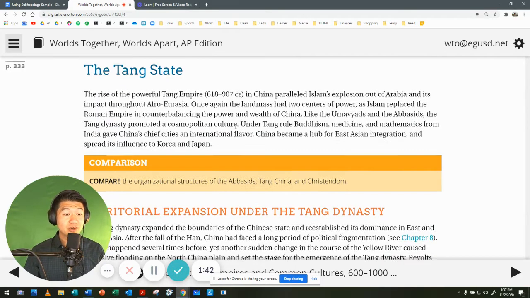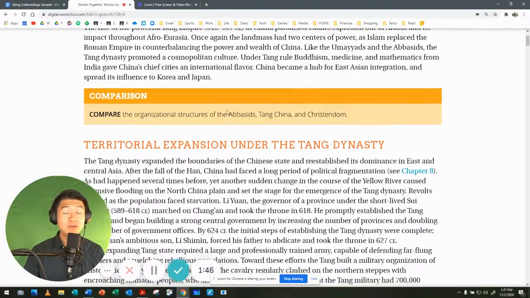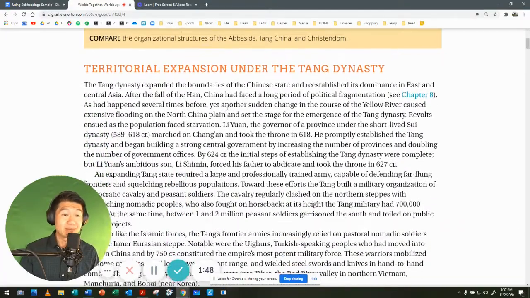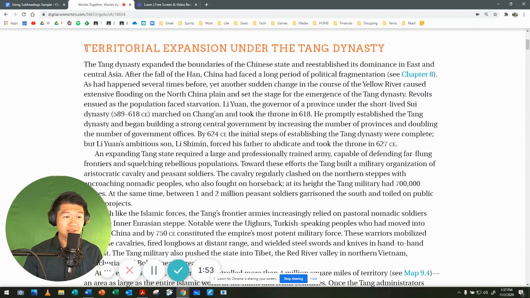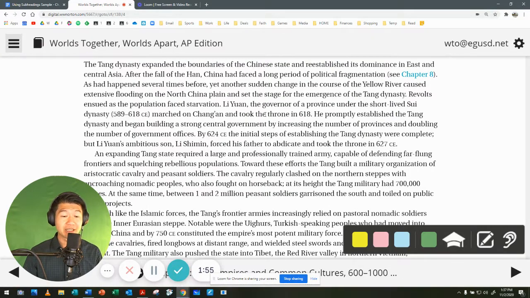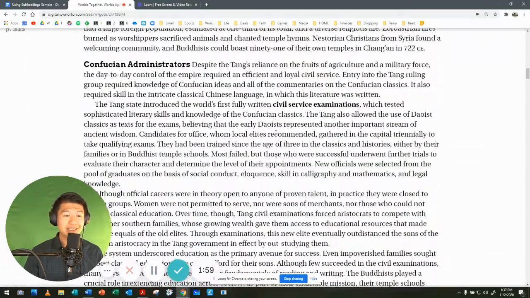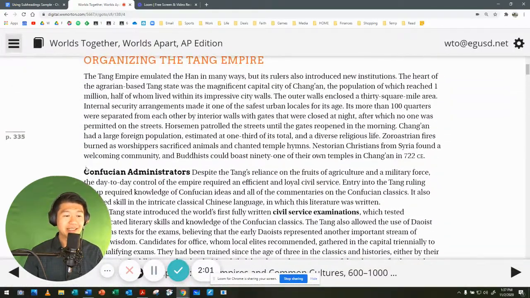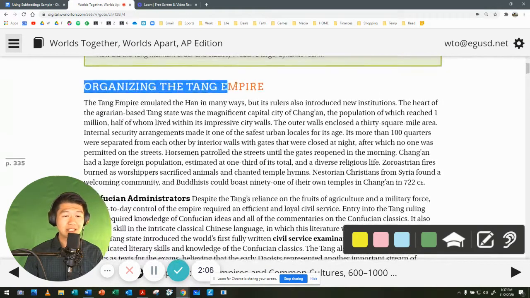Okay, you should have come back and read the introduction. Again, we're not doing anything with it just yet, but we are going to move on to the subheadings. The subheadings can be either in orange in this textbook, like here where it says Territorial Expansion under the Tang Dynasty, or in black, which are the subheadings within the subheading. For example, Confucian administrators in organizing the Tang state.